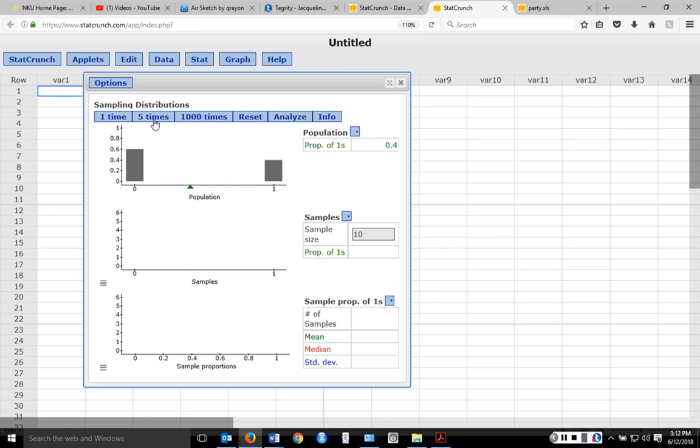So it's going to take a sample of 10 beads here, figure out what percent is black, and put that number down here. Take another sample of 10 beads, what percent was black, put that number down here, and I'll do that a total of 5 times for us.